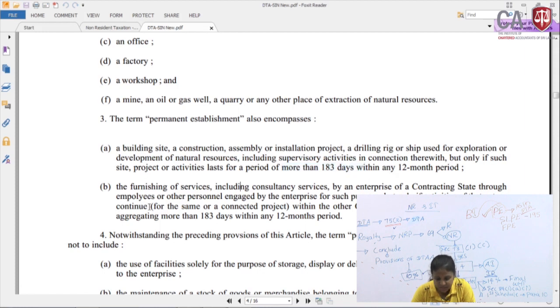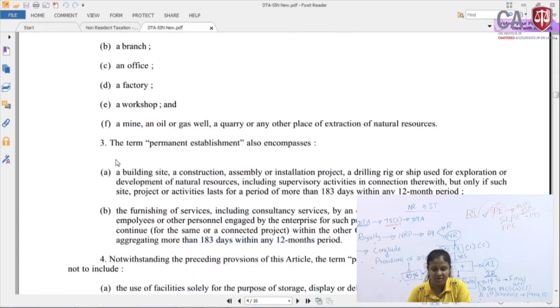Now, B, the furnishing of services, that is also in our Inland Revenue Act. The furnishing of services including consultancy services by an enterprise of a contracting state through employees or other personnel engaged by the enterprise for such purpose, but only if activities of that nature continue for the same or a connected project within the other contracting state. How many days? For a period or periods aggregating more than 183 days within a 12 month period. The same provision is in our permanent establishment definition in para C of that definition. Now, are you clear? I have discussed the first para, second para and the third para.